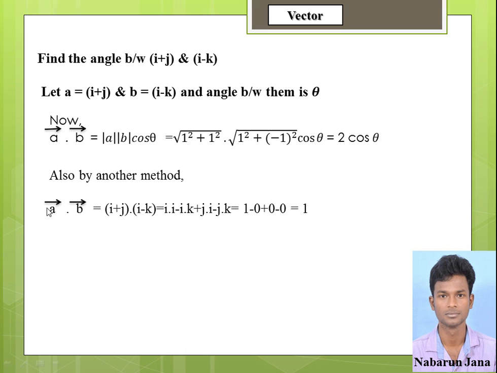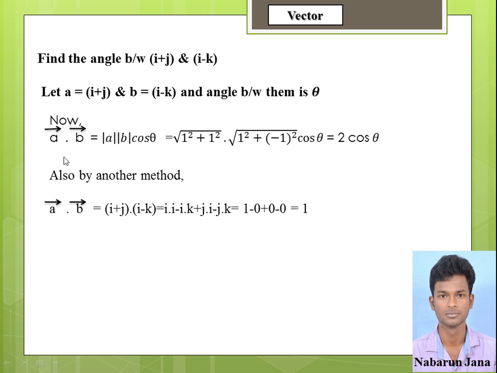And you also know the other method of multiplying the dot product. Another method, you know, a dot b equal to, simply put a dot between them and multiply them like general algebra, and you will get this type of value. So now you know the value of i dot i. For the similar case it is 1 and for the dissimilar case it is 0. So it will give you 1, 0, 0, 0. So 1 minus 0 plus 0 minus 0 equal to 1.